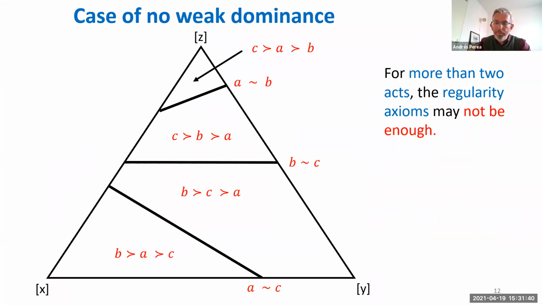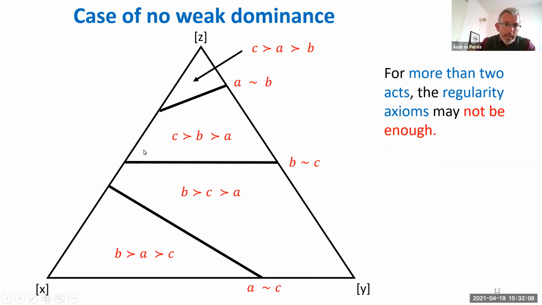So now we move, let's say, to the core of this talk, which would be the case of more than two choices. Because then we have to think about something deeper than these regularity axioms. Okay, let me first try to explain why the regularity axioms are no longer enough to guarantee an expected utility representation if you have more than two choices. Okay, so here's an example.